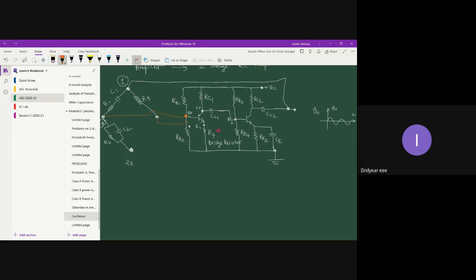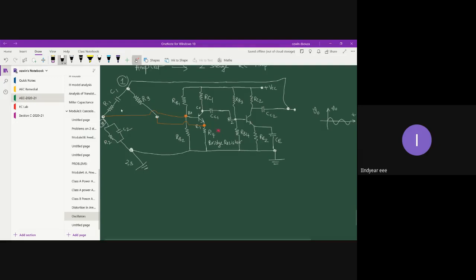Let us use a jumper and we'll connect it to R4. Okay, this is how the connection is done. And the lower half is grounded, right? Lower half is grounded. You can show a ground connection over here. So this is your Wein bridge oscillator.